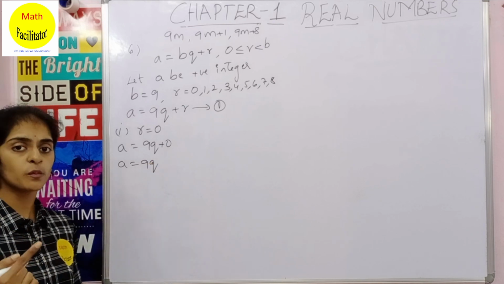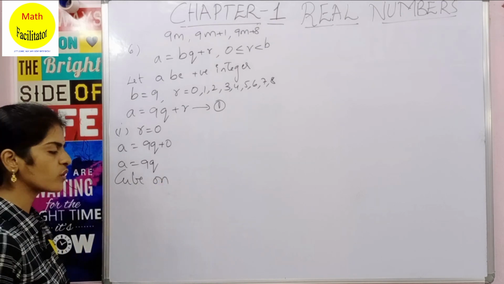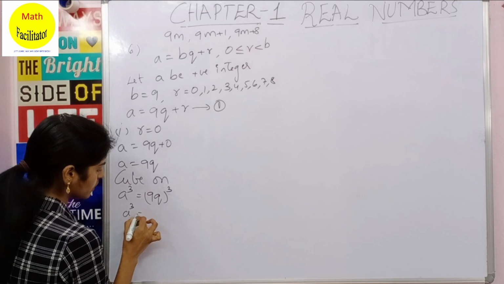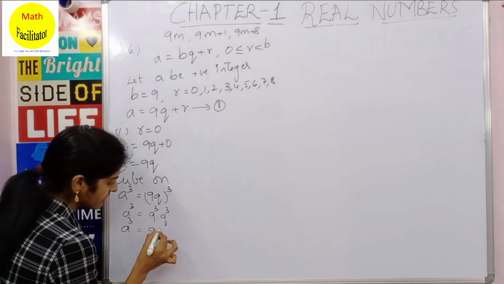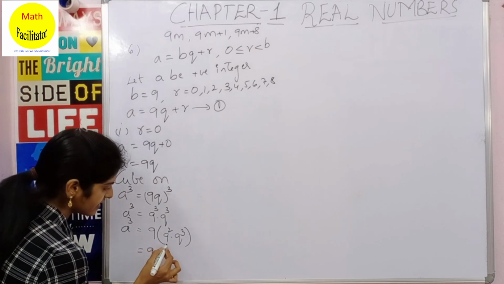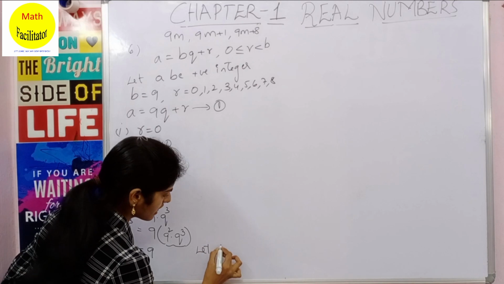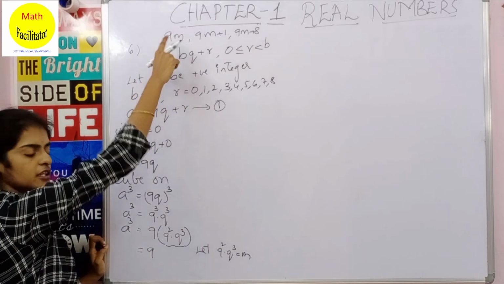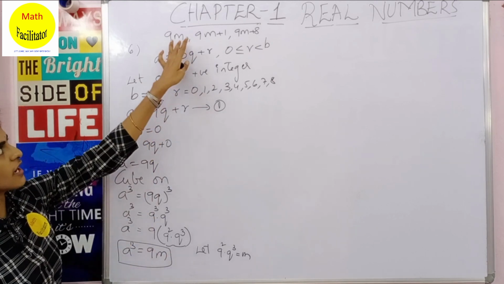Yes, now we want cube of any positive integer. So what do you do? You cube on both the sides. Okay, cubing on both the sides, what do you get? a cube is equal to 9q whole cube. Okay, so a cube is equal to, now this is nothing but 9 cube into q cube. So a cube is equal to 9, if you take common, so it is 9 square into q cube. Now let us consider this 9 square into q cube as m. It always depends on the question. Whatever letters are used in the question, you will consider that. Since m is given in the question, you will consider it as m. Clear? So a cube equal to 9m. So one you have proved, one step is done.